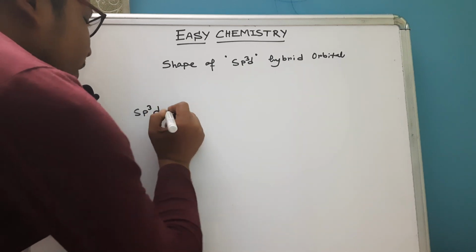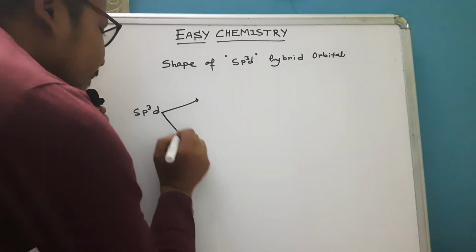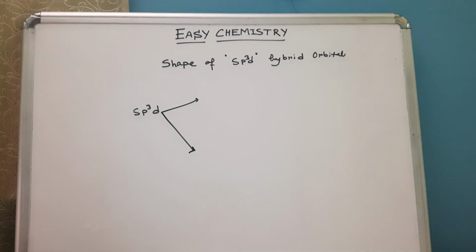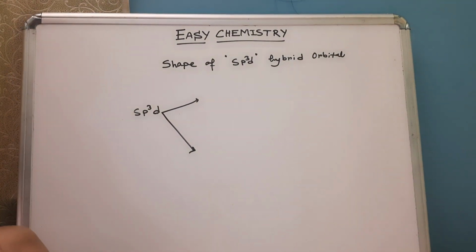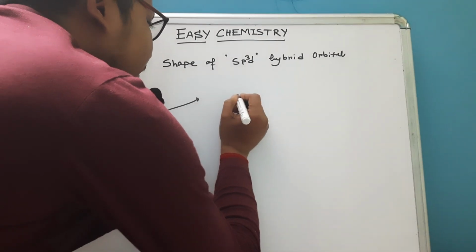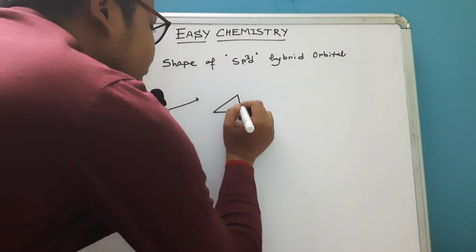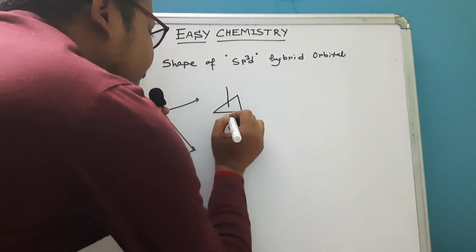The sp3d hybrid orbitals can be of two shapes. First of all, trigonal bipyramidal. That means this type of shape.